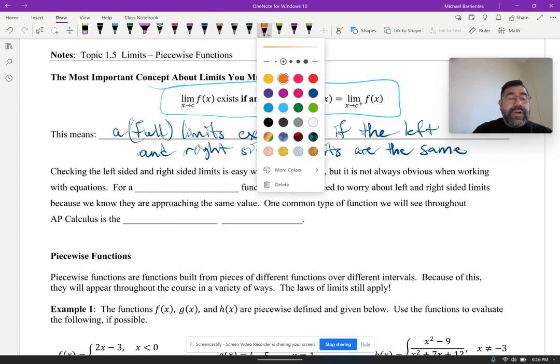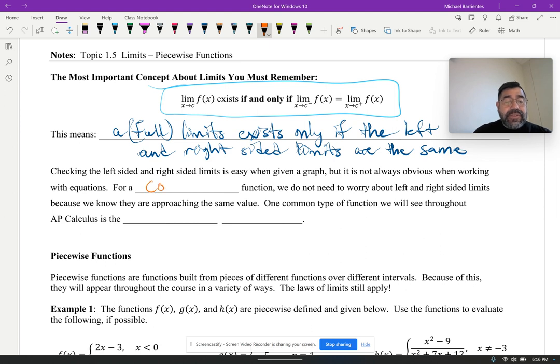If we know that we're working with a continuous function, what does continuous mean? It means that there is no break, there's no hole, there's no asymptote to it. It's nice and smooth, right? Everything's connected. Continuous means connected. So if I have a continuous function, we really don't need to worry about the left and right side limits, because we know, because everything's connected, that from both sides of the same x value, we're going to get the same answer, the same limit. But when we're dealing with piecewise functions, that's when things can get a little bit hairy.